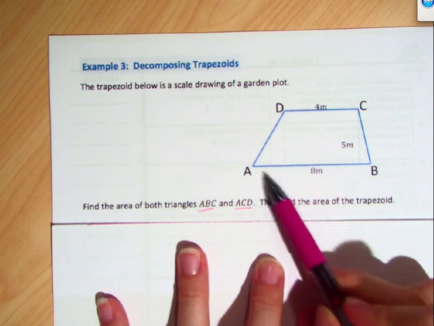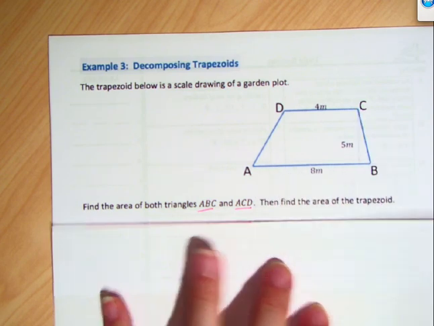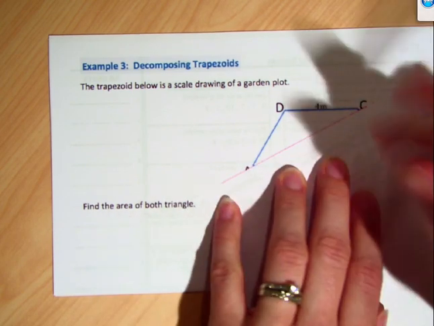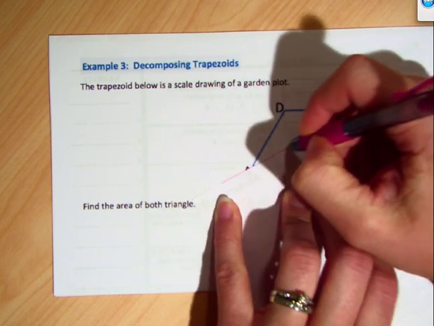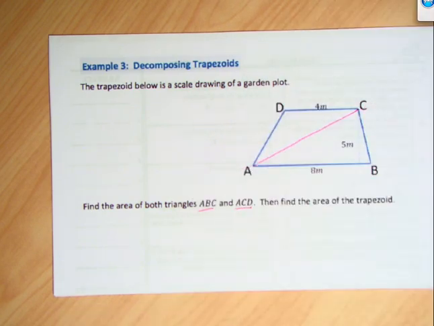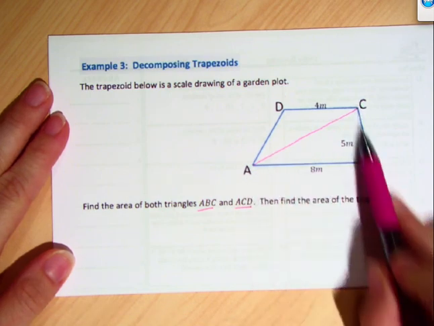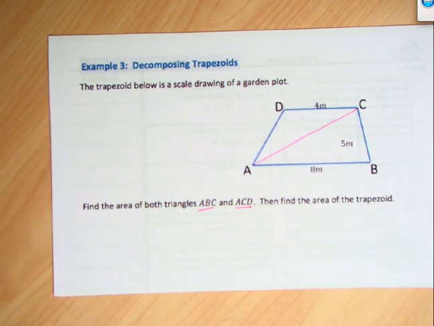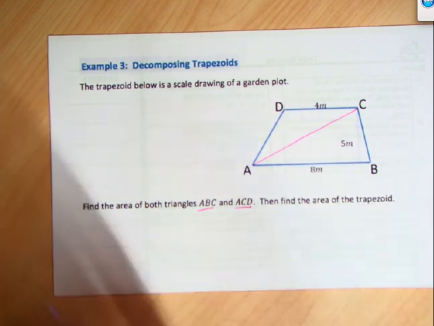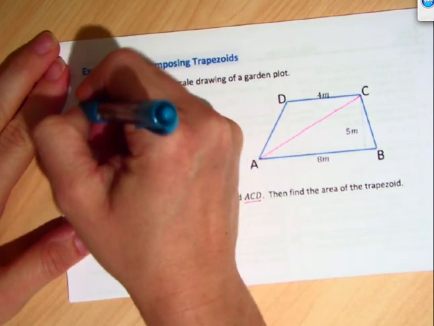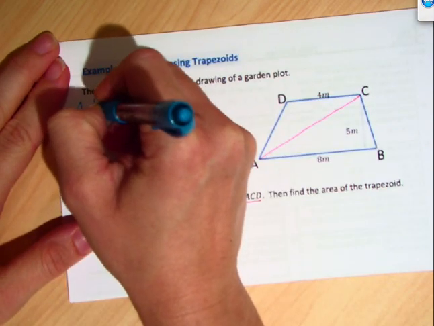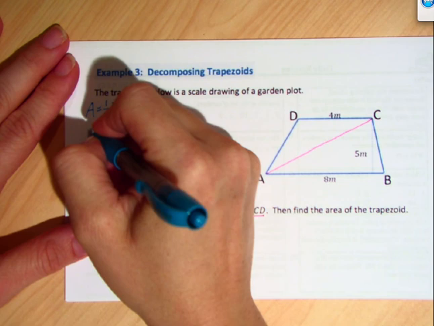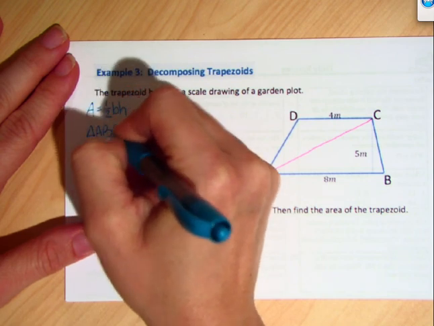So we need a triangle ABC. So I would need a line right here, kind of like we did with the parallelogram. Okay, ABC, there's my triangle, and ACD. Yes, 2 triangles. Okay, we can do this. So we need, let's do the area first. Area is 1/2 base times height for a triangle. So let's do triangle ABC first.